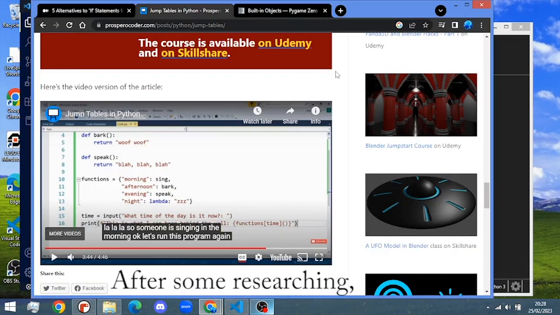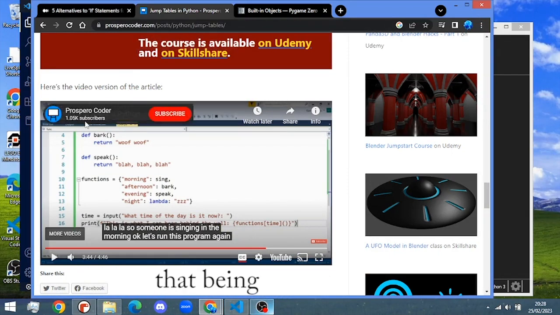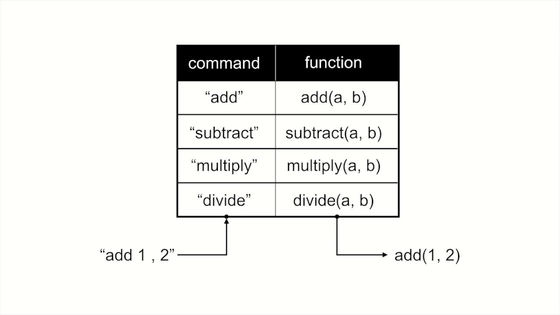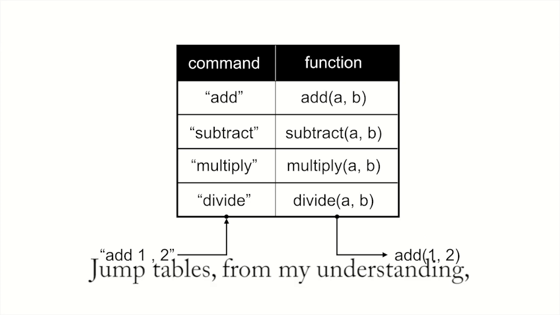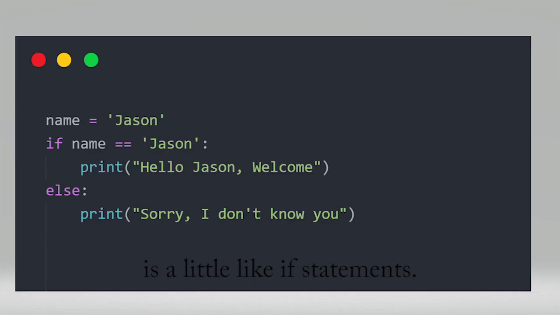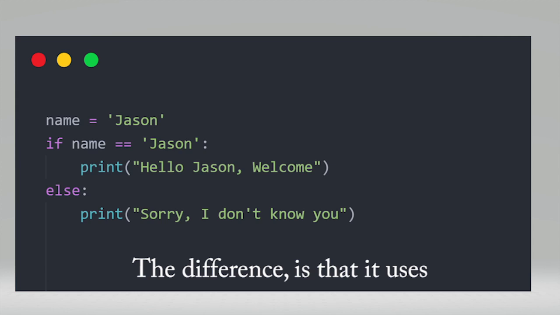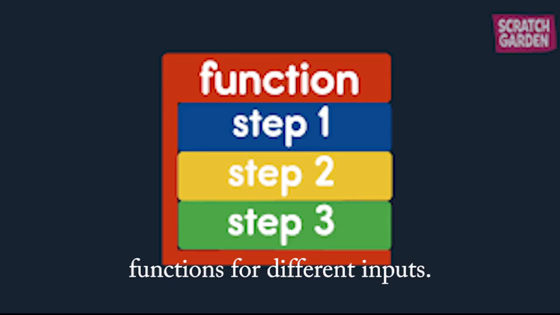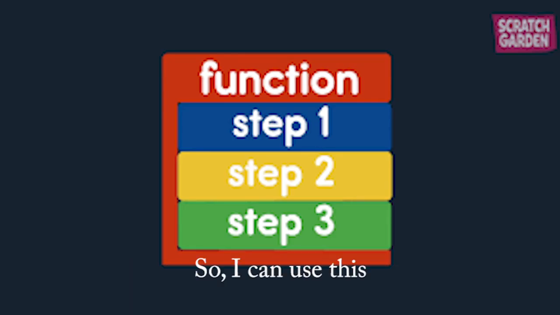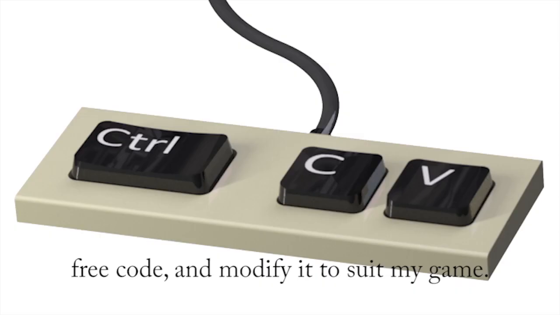After some researching, I have found a possible alternative I can use for this challenge, that being jump tables. Jump tables, from my understanding, are a little like if statements. The difference is that they use functions for different inputs. So, I can use this free code and modify it to suit my game.